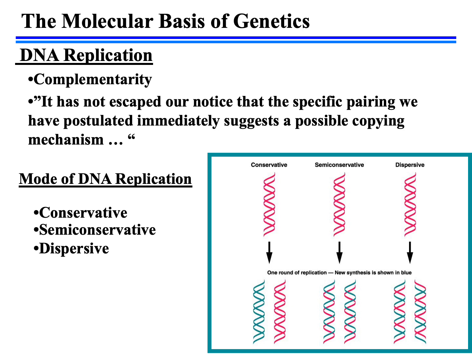It turns out that almost immediately after that paper was published, they published a second paper that contained absolutely no research or data in it. What it did in fact contain was a speculation. And I'm giving you a quote here from that second paper. "It has not escaped our notice that the specific pairing we have postulated immediately suggests a possible copying mechanism." What they were specifically referring to was the concept of sequence complementarity.